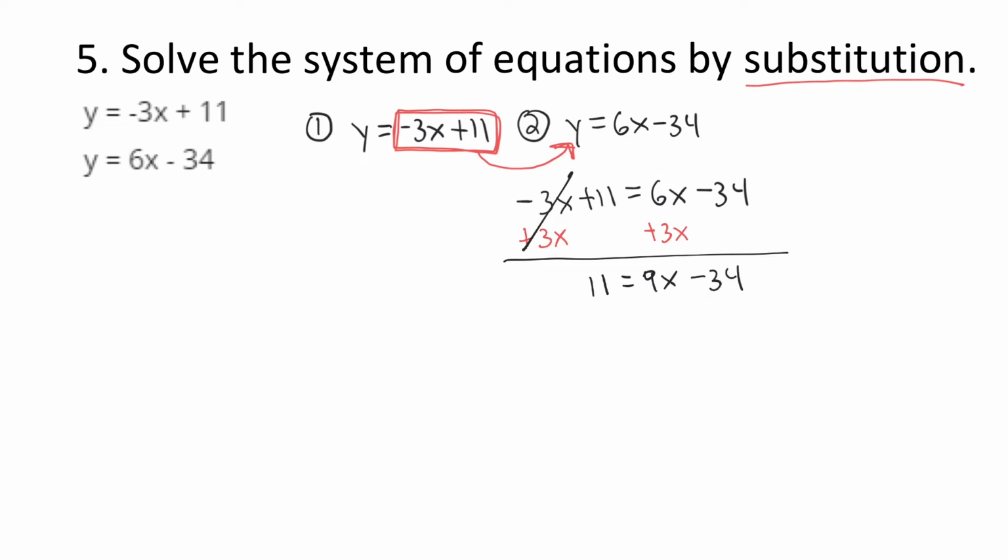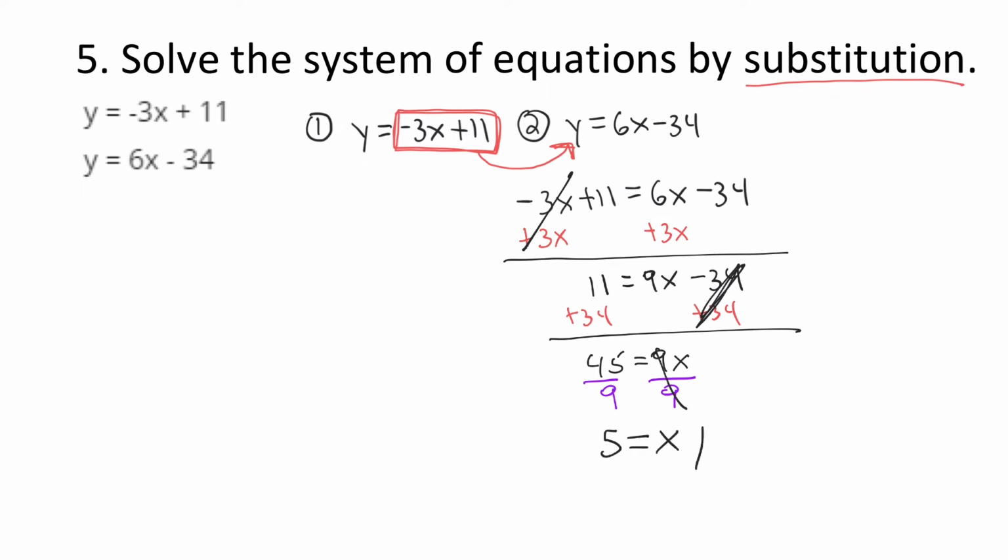Now you can get x by itself. So you add 34 to both sides. And we get on the left side 45 equals 9x, and you cancel the 34. Finally, you divide by 9 to get x by itself. So 45 divided by 9 is 5, equals x. Okay, so we know the value of x.